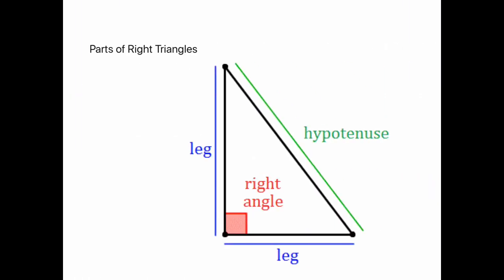To begin with, just a review on the parts of right triangles. Don't forget that you have one right angle, of course, and the side across from the right angle is always known as the hypotenuse. The two sides that make up the right angle, here and here, are known as the legs of the right triangle.